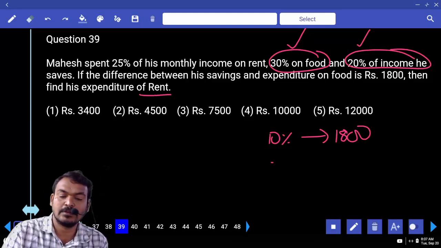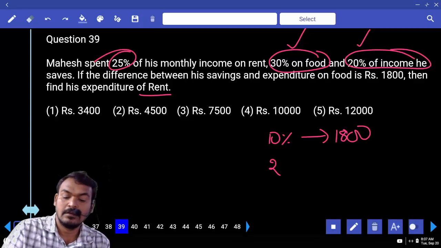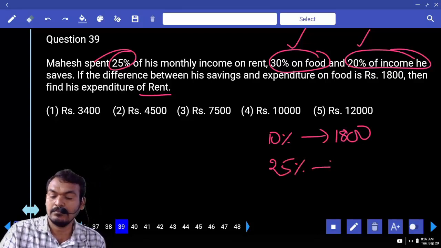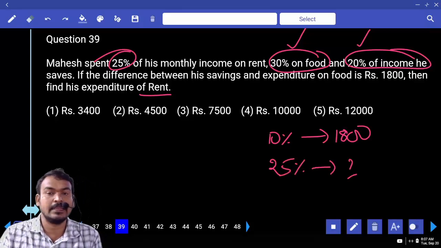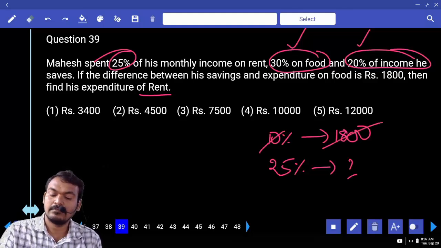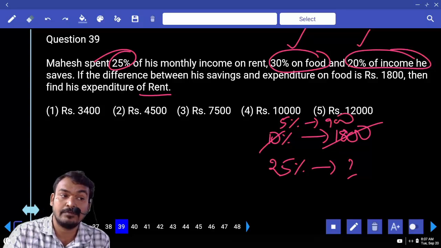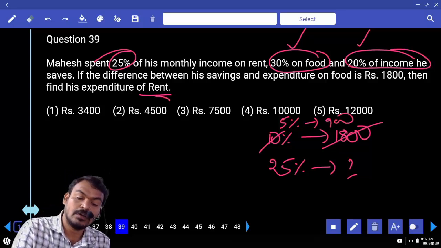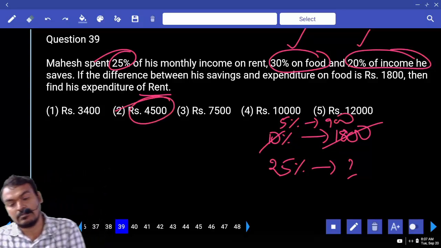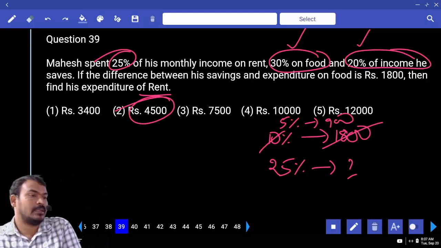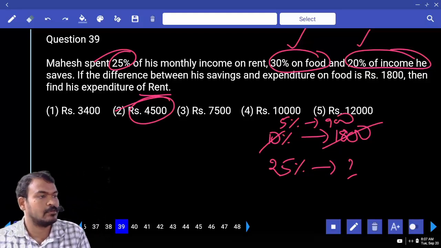Okay. Which one do we require? Rent. How much percent do we need? 25%. 10% is 1800. Then 5% is 900, and 5% 900 means 25%. 4500. 18 means 9 multiple. The answer is a multiple of 9.